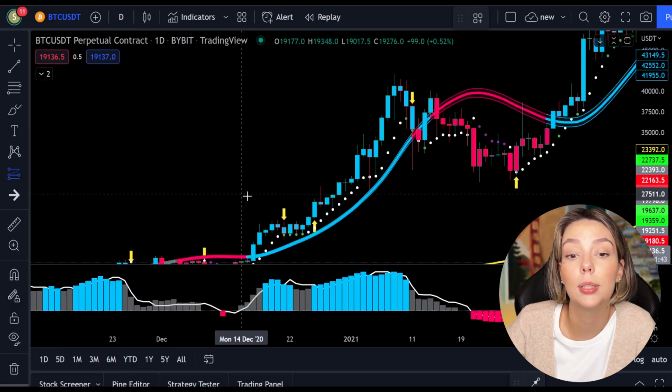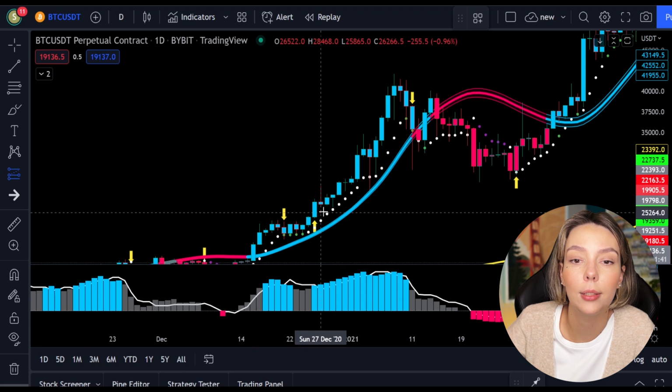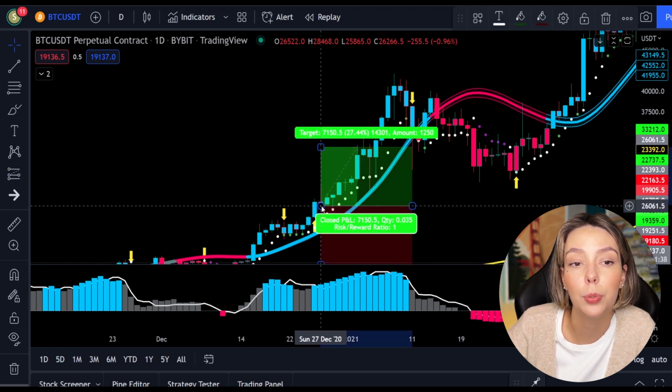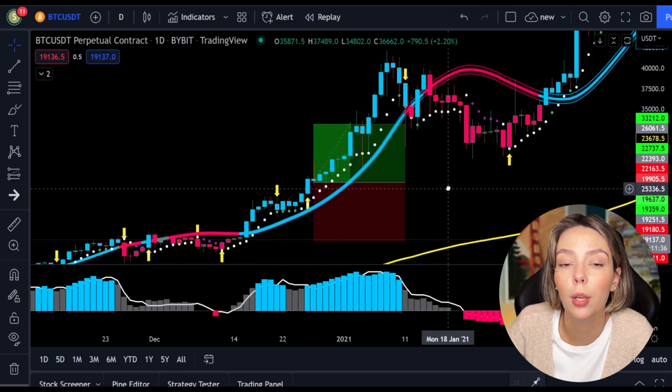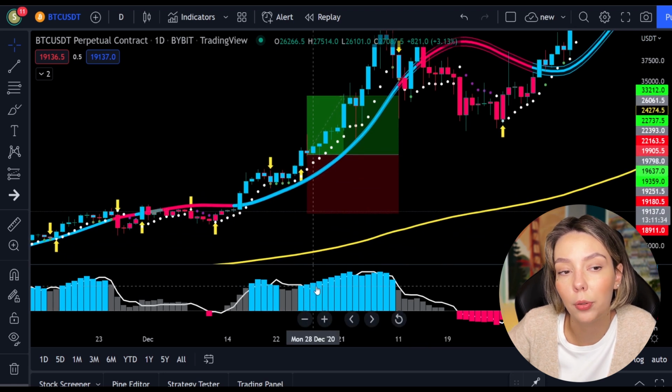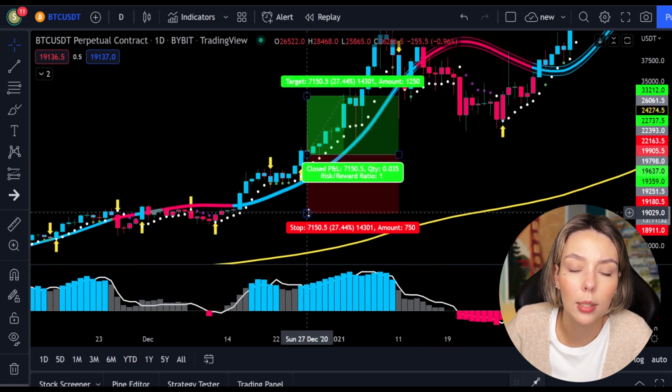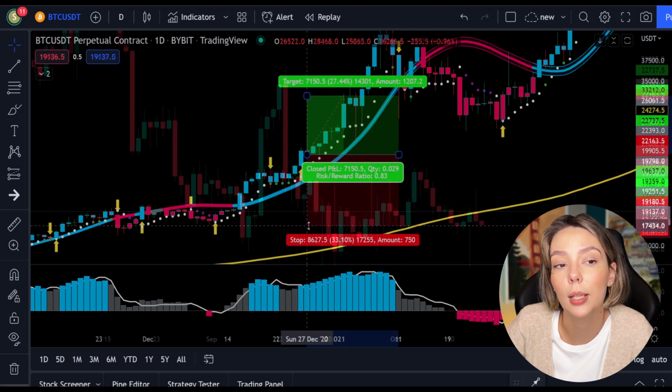So let's get started. This is what your chart is going to look like once we are done setting up our indicators. I found this combination to be super effective and profitable for me, so let's see what you guys think about it. Let's cross this out and I will teach you guys how to set up the indicators from the start.